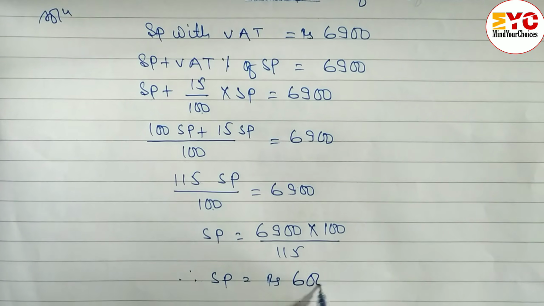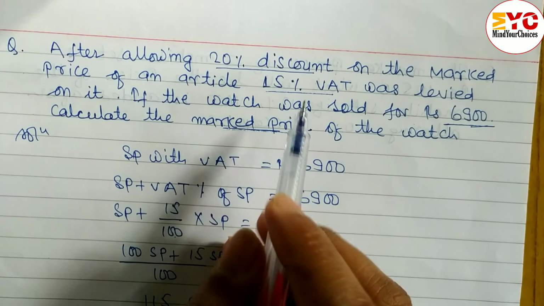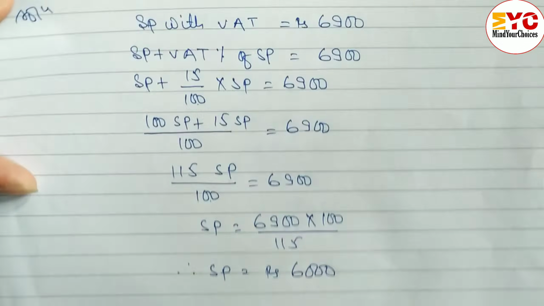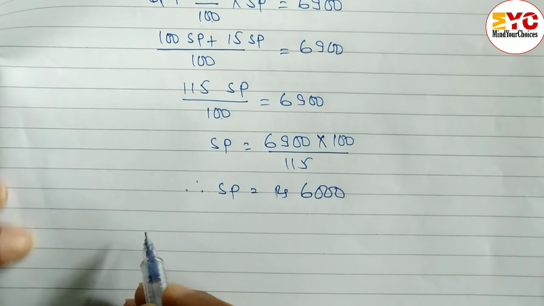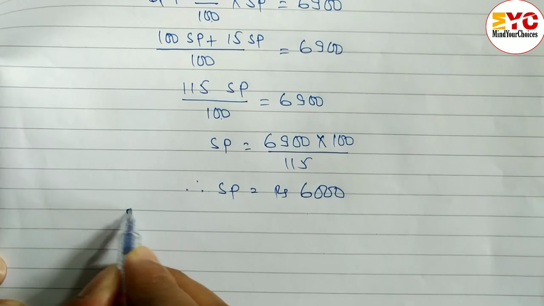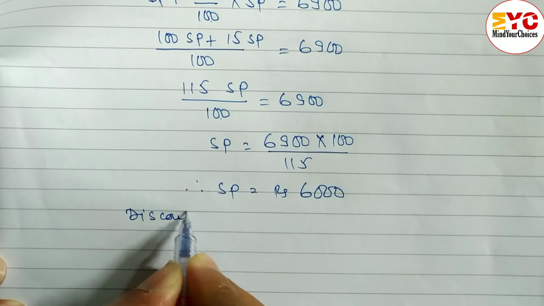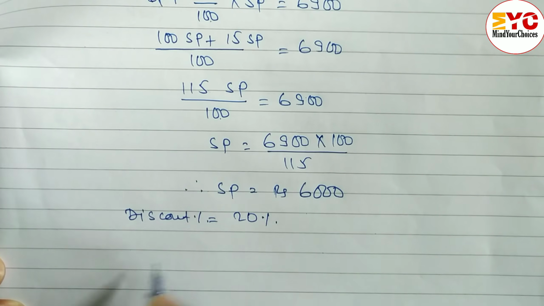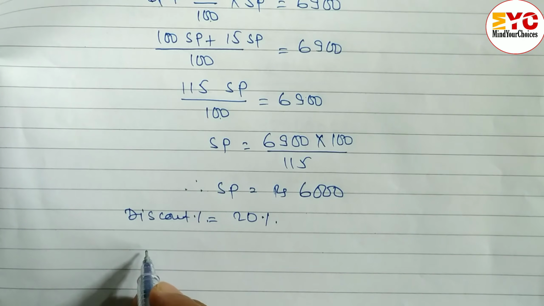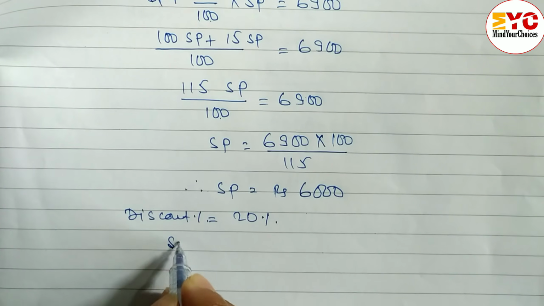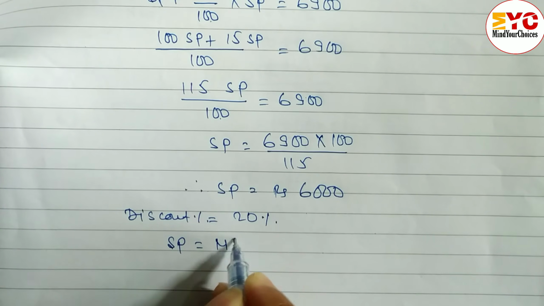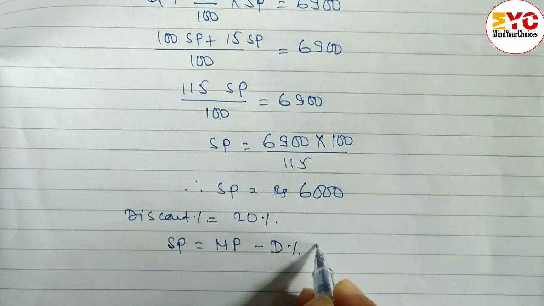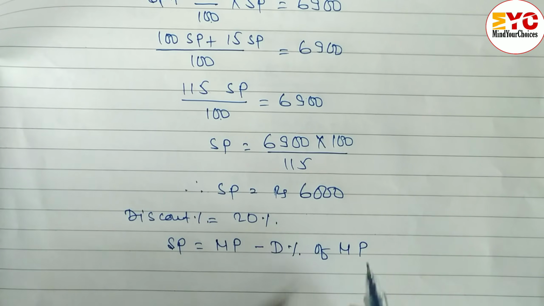So the selling price is 6,000, but what do we have to find out? The mark price, where discount is given. We don't have any formula directly to find the mark price. Again we have to use the selling price formula. Discount percent is 20% as given, so we have to find the mark price. Let's use the formula of selling price. SP is equal to MP minus discount percent of MP.